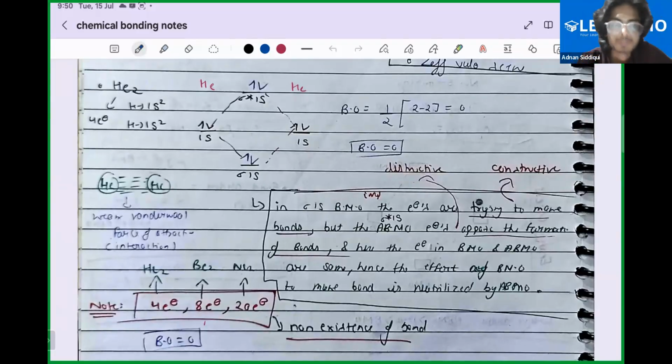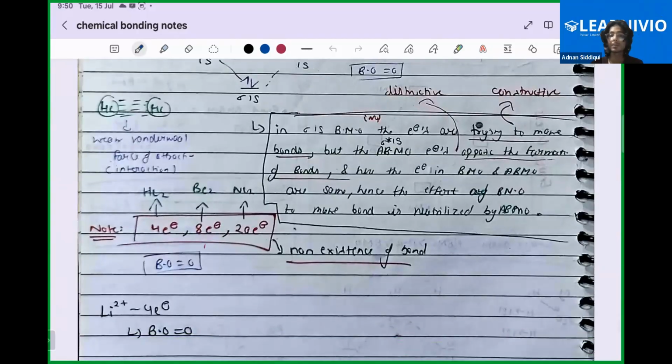So that means it doesn't exist. The bond order is zero. If the bond order is zero, there is no bond, right? So the molecule won't exist. Similar examples are Be2 and Ne2. Similar to our helium 2, our beryllium 2 won't exist because the bond order is going to be again zero. Neon 2 is also the same.